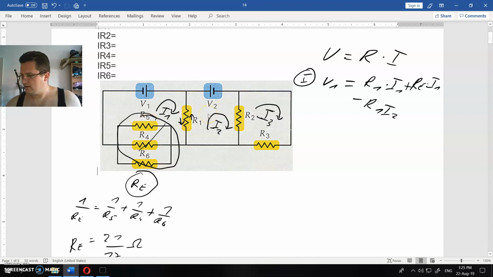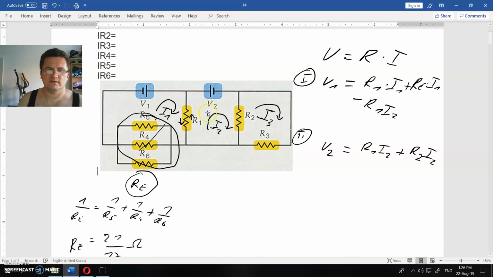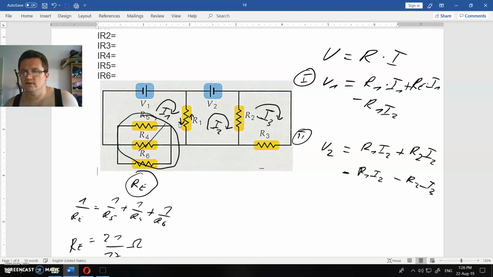Second contour. I will start with V2 is equal to, again, R1 E2 plus R2 E2. This is the E2 current and the R2 resistance. Okay, but there is a minus: minus R1 E1 and minus R2 E3. That is this current here.